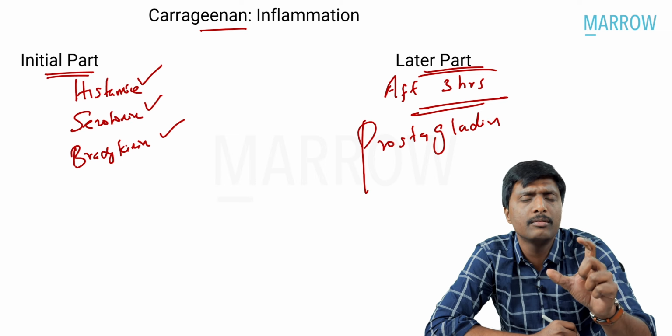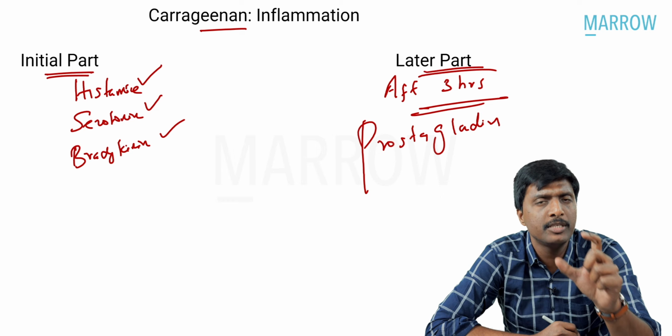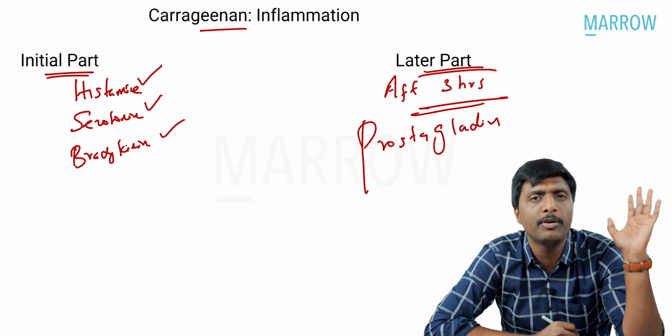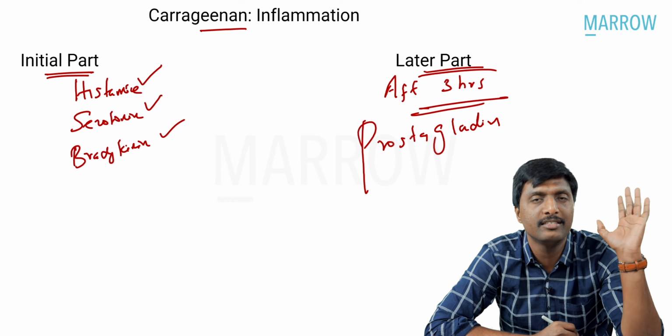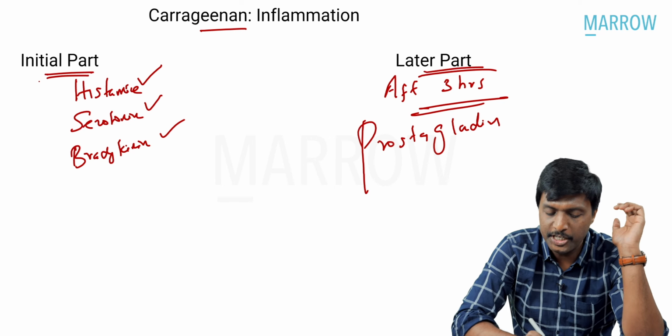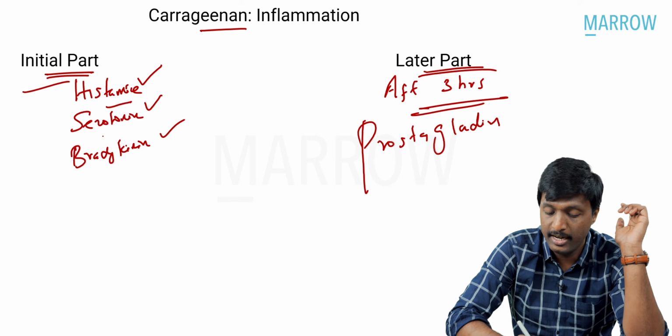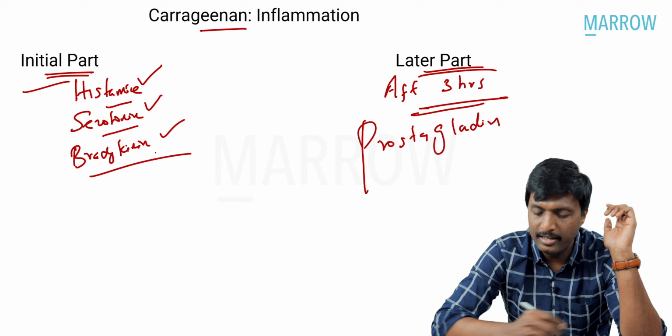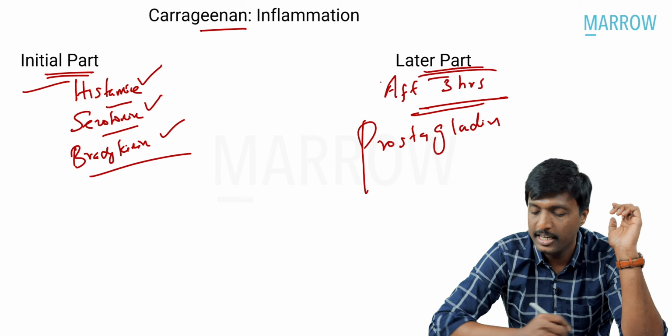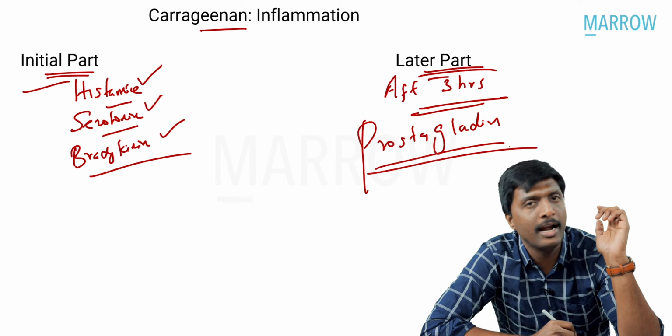So all this you can study with the help of this model: inflammation and its subsequent responses, which mediators are responsible. So this inflammatory pain model is this carrageenan model. The initial part of inflammation is because of histamine, serotonin, bradykinin. The later part of this inflammation is brought about by our prostaglandins.